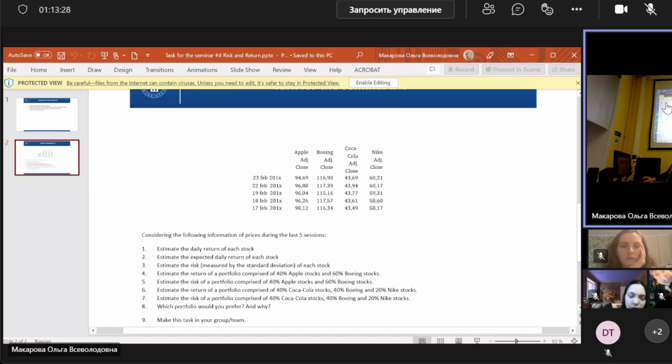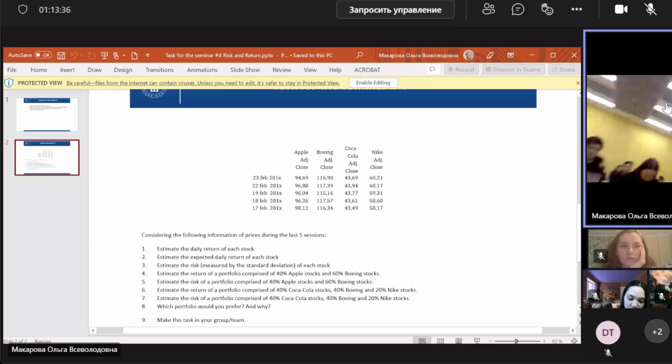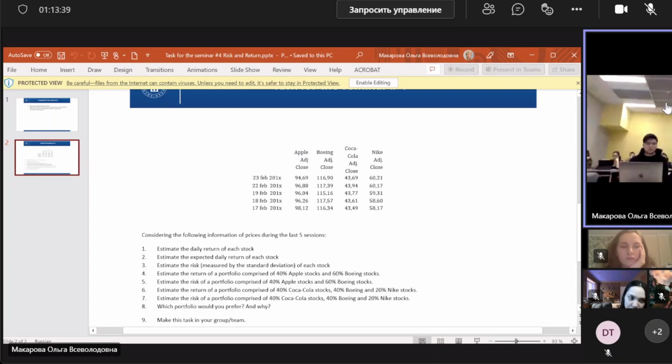So then we need to estimate expected daily return of each stock. What do you do? Expected daily return. Yes, expected daily return. Expected daily return is an average return because it's already happened. We don't need the probability of the prices. Then we need to estimate the return of portfolio compared to 40% of Apple and 60% Boeing. It's already the same.